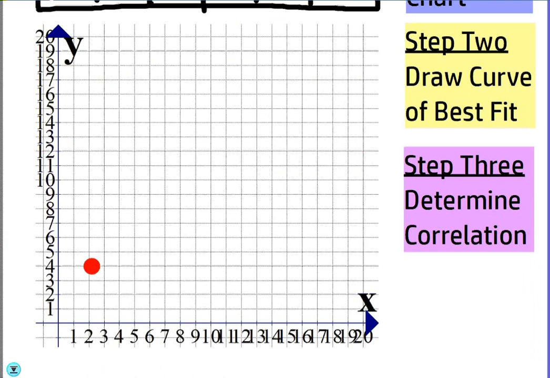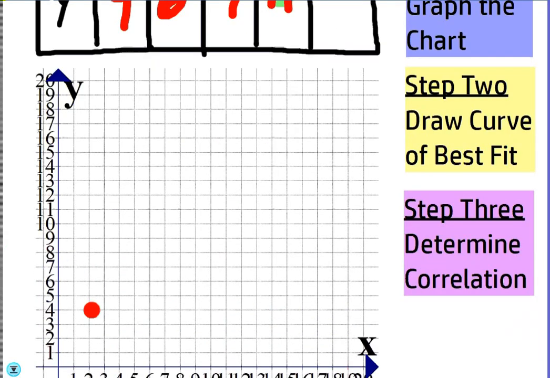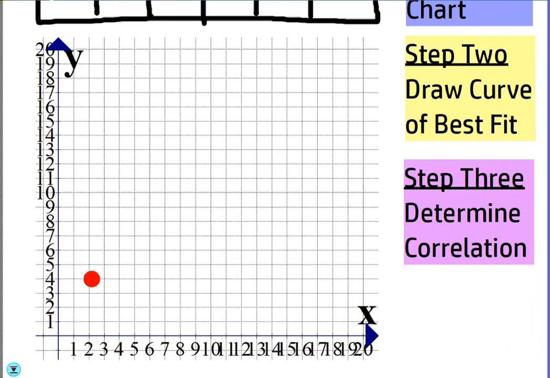We got 2, 4. I need to bounce back up for this one. 3, 6. 3, 6, 4, 7, 5, 11. Well, I can definitely tell you there's a correlation.